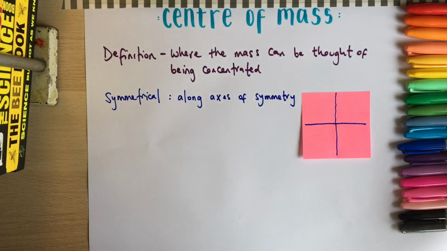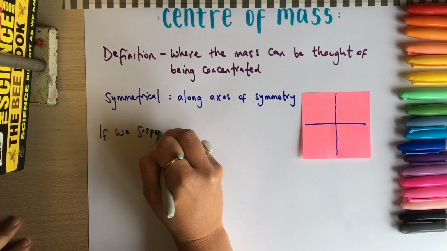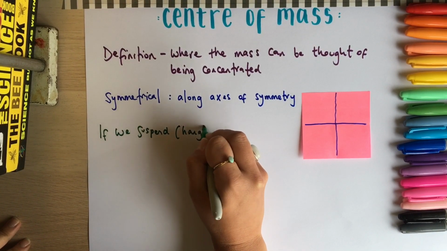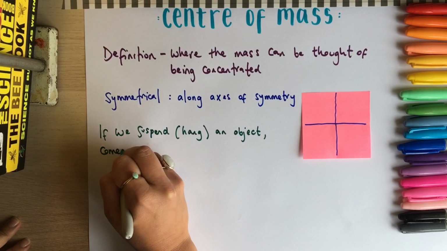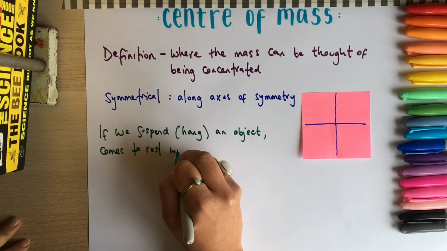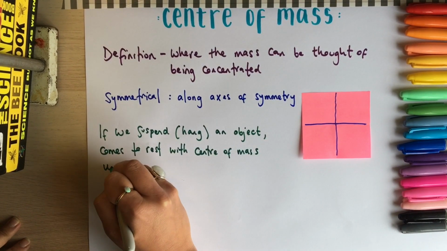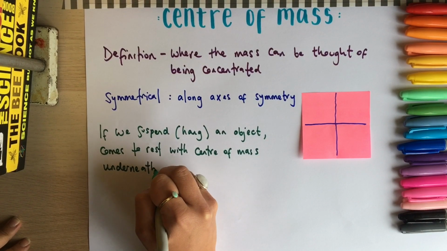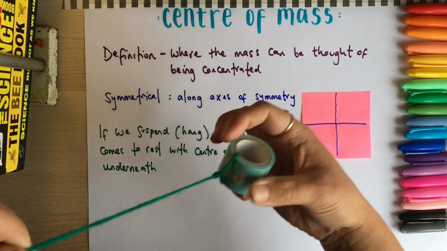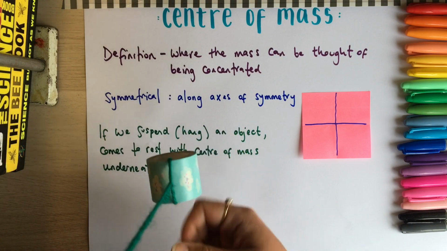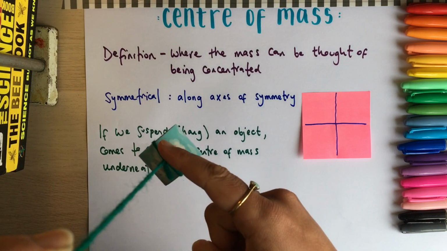If we hang an object, so if we suspend something, so suspend just means to hang an object, it will come to rest with the centre of mass underneath. Okay, so again I can show you this. I've got a bit of tape attached to a string, so if I hold the string and just let it hang, the tape hangs directly underneath this string.